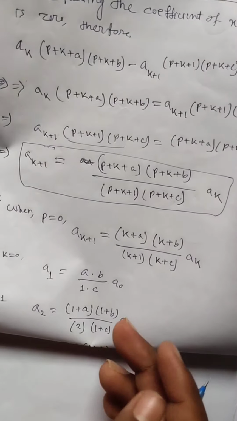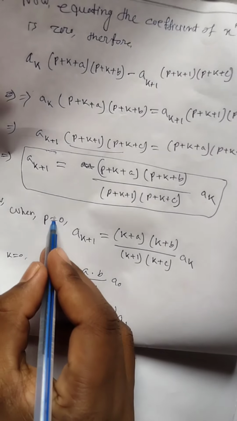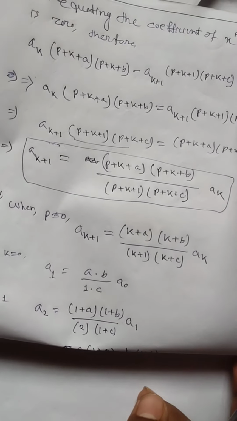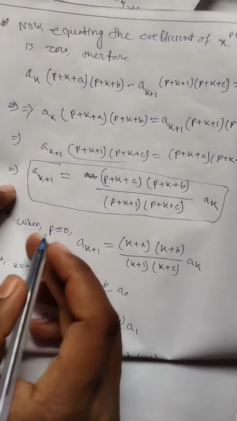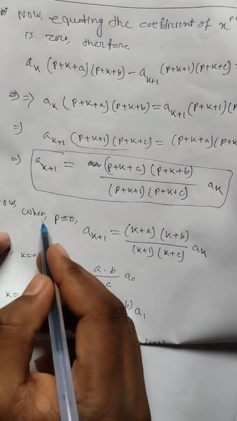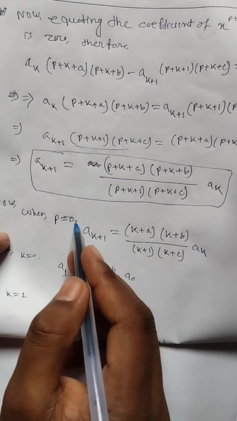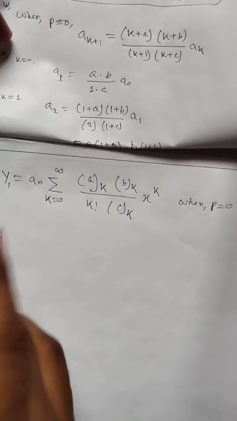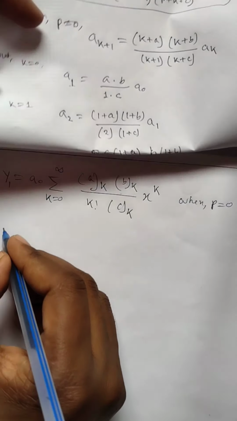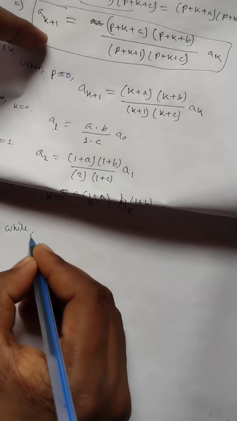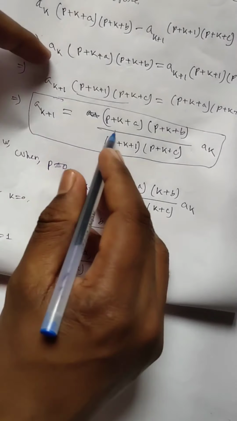Previously solving a few steps, we get this term, and after that we will put p equal to 0 here. Now we put p is equal to 1 in this equation.